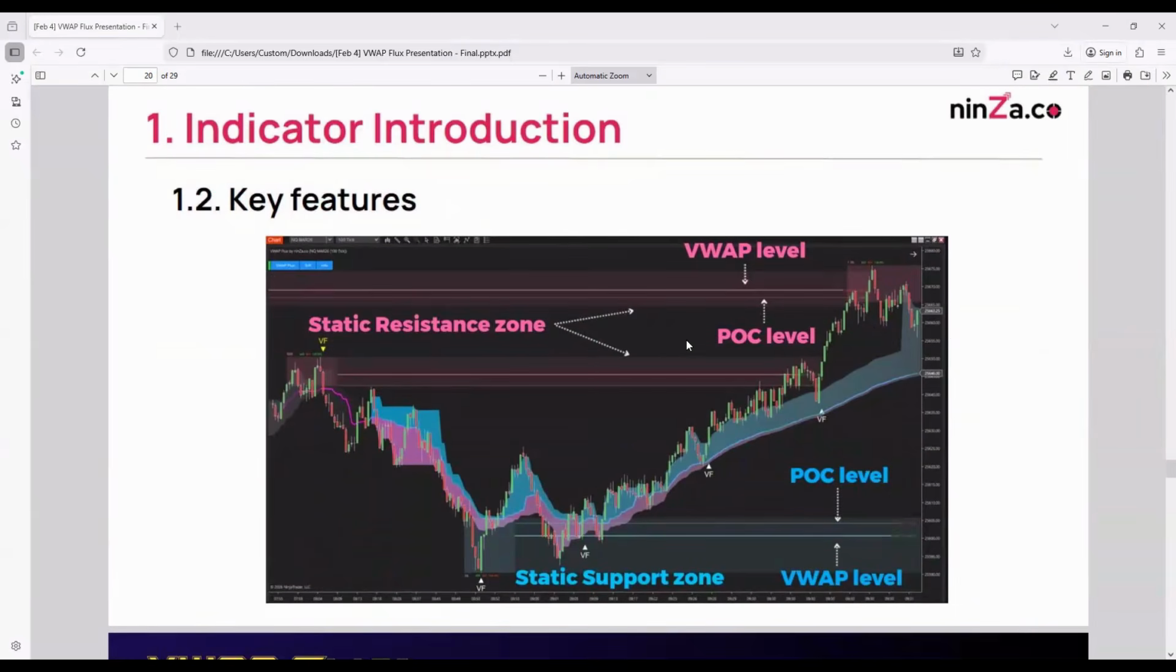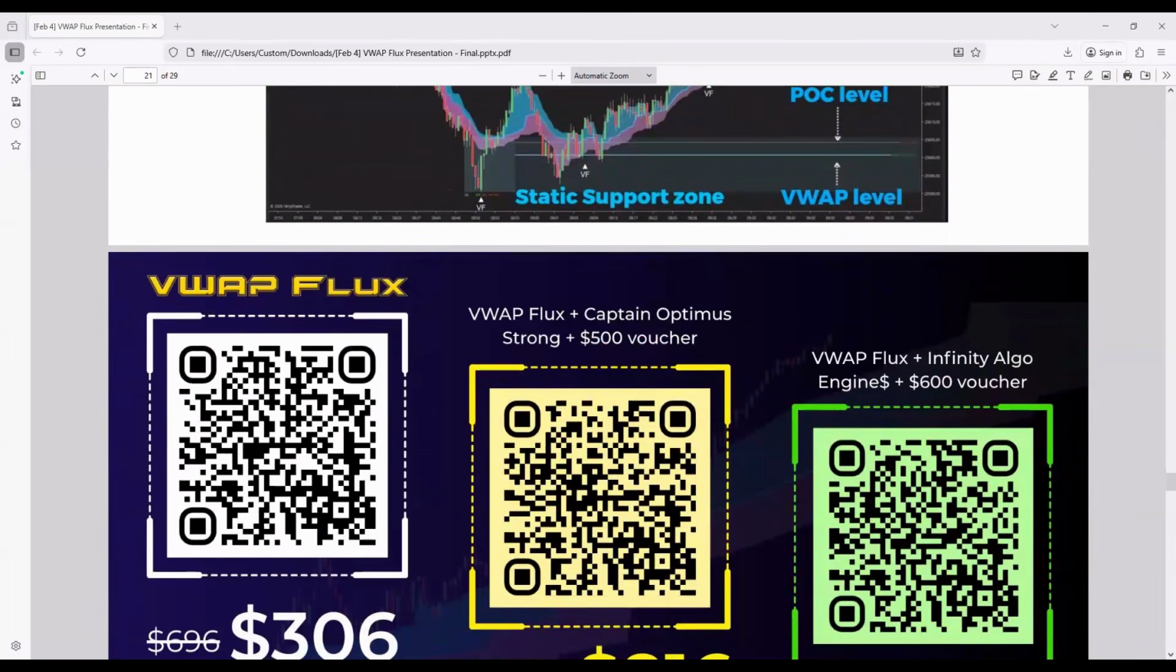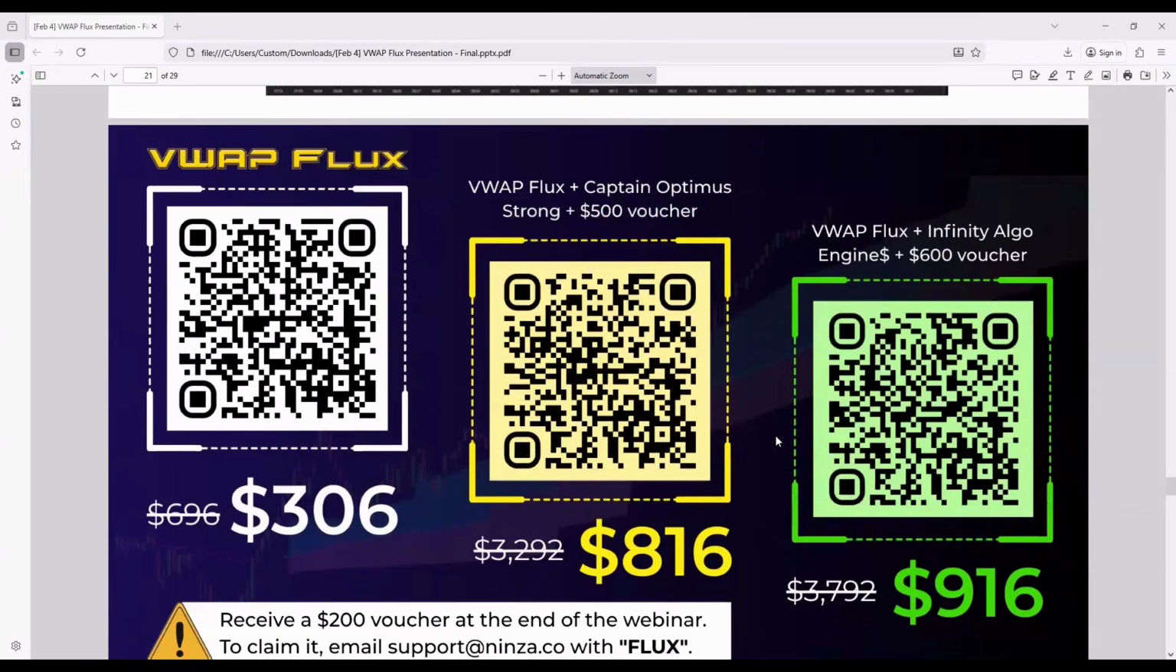Obviously, point of control levels, former VWAP levels that could still be relevant. It is compatible with Captain Optimus. I don't have it on my chart, I guess, because I'm on a 1 minute chart. But if you use it on very small charts, like Renko charts or range charts, you might want to use the help of Captain Optimus to enter trades.